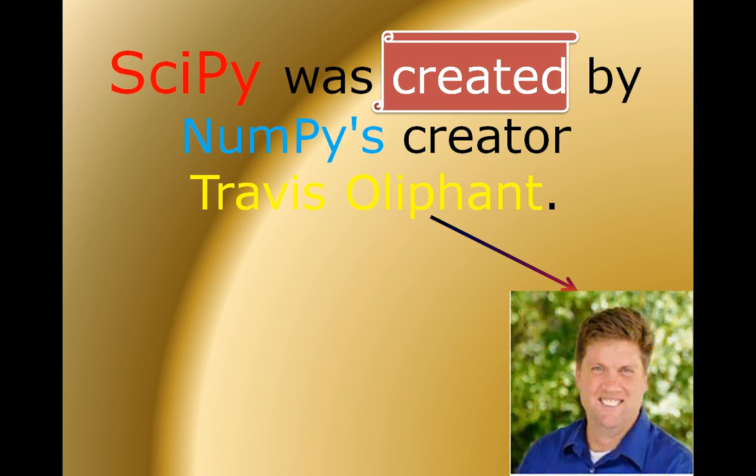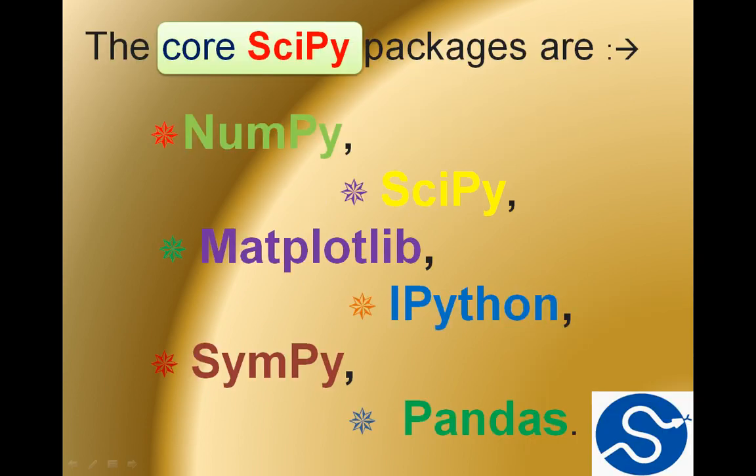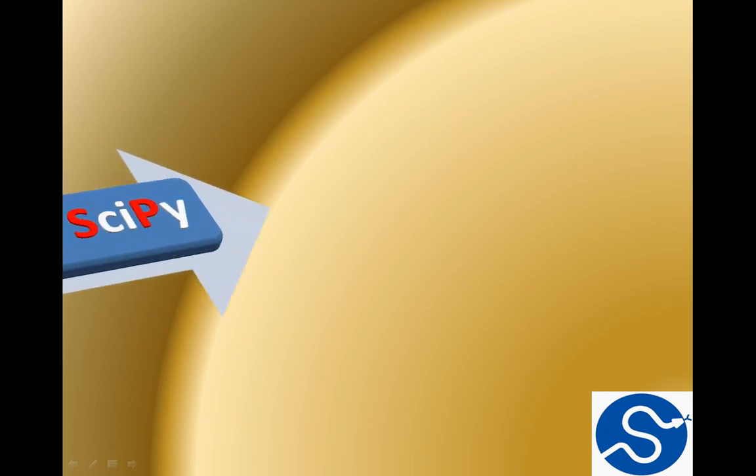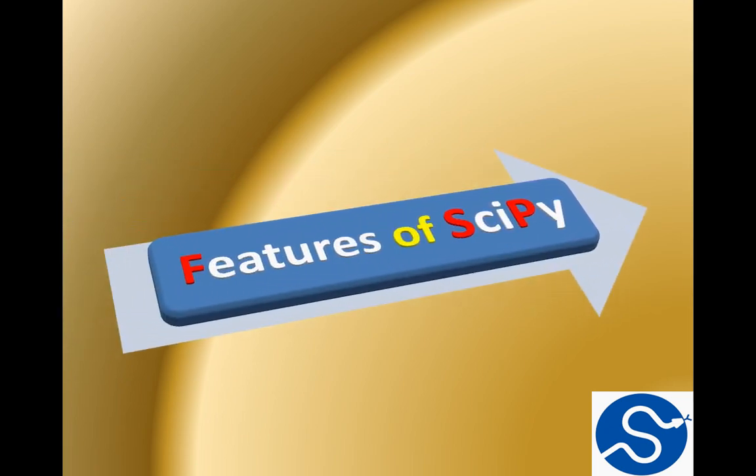The creator of SciPy is the same as the creator of NumPy, that is Travis Oliphant. The core SciPy libraries are NumPy, SciPy, Matplotlib, IPython, SymPy and Pandas. SciPy is predominantly written in Python, but a few segments are written in C. Now let's focus on its features.